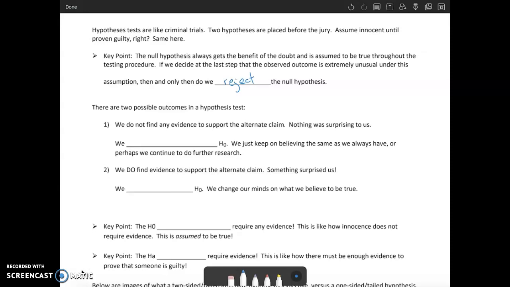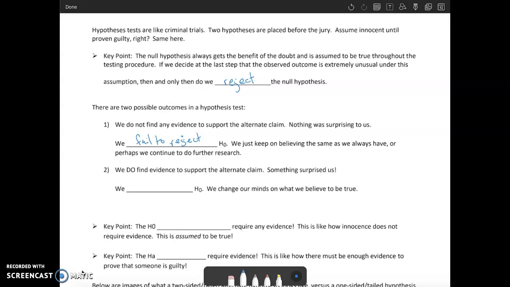So only two outcomes are possible in a hypothesis test. The first one is that we do not find any evidence to support the alternate claim. Nothing was surprising at all. We, in that case, would fail to reject the null hypothesis. We just keep on believing the same as we always have, or perhaps you could choose to do some further research.